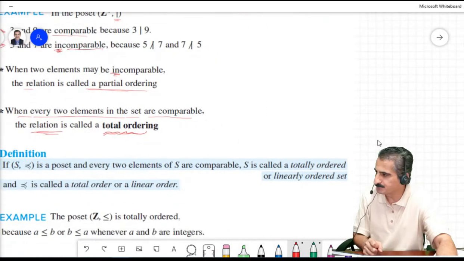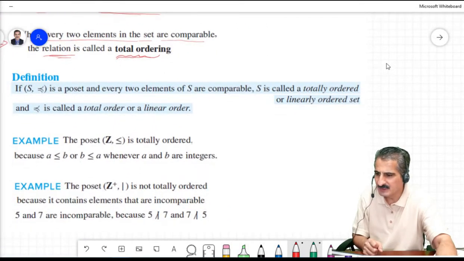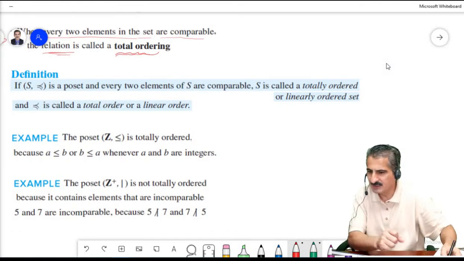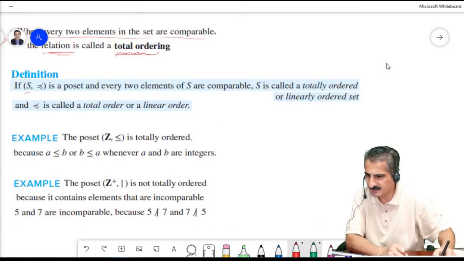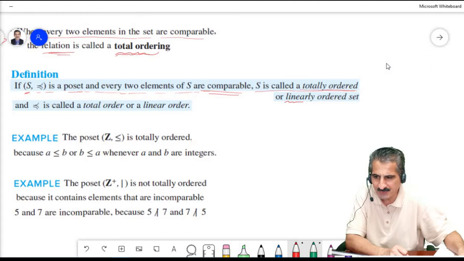Okay. Now this is the definition of total ordering. If S is a partial order poset and every two elements are comparable, then S is called a total ordering, or linearly ordered, and this relation will be called a linear order.